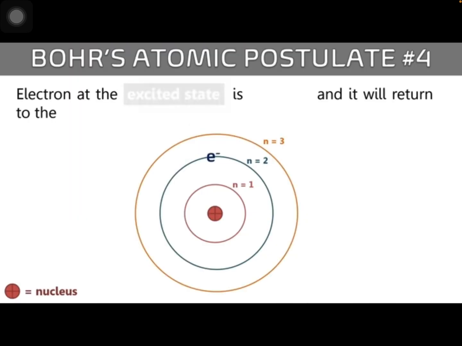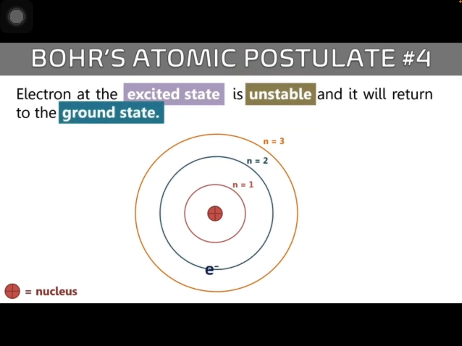Electron bila dia dah excited state, it is unstable. So, dia akan fall back, dia akan jatuh balik to lower state ataupun ground state. So, n equals to 2 tadi, dia akan jatuh pergi n equals to 1 dan dia akan emit energy, dia release energy dalam bentuk photon ataupun light.